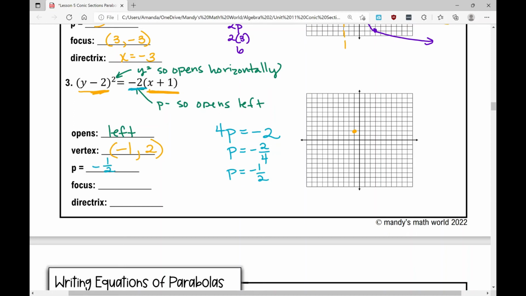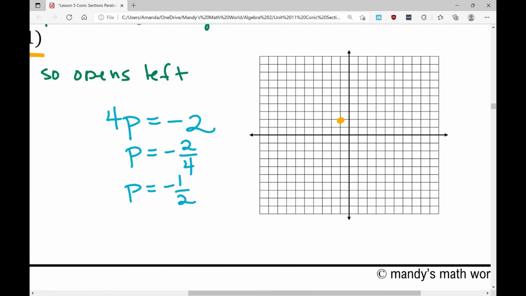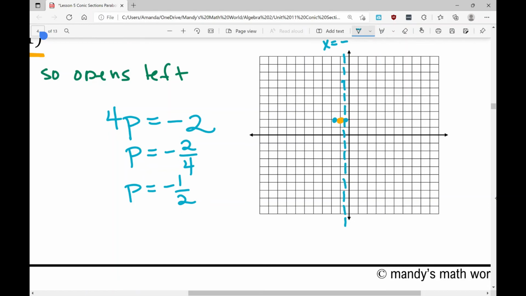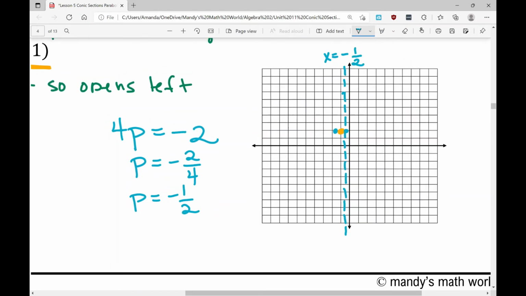-1/2, which means, and I'm going to zoom in here, I know it opens left, but from that vertex, I'm going to go to the left 1/2, and I'm going to go to the right 1/2. Because it opens left, I know that the directrix is going to be this line right here, which is x equals -1/2. That's the equation for that line, right? It's a vertical line, and that's at x equals -1/2.